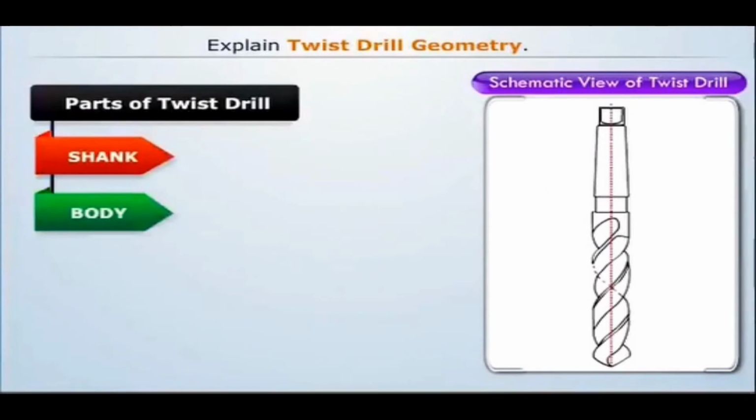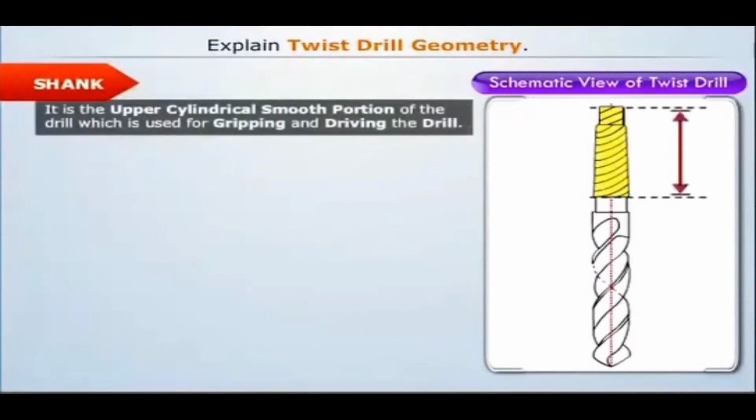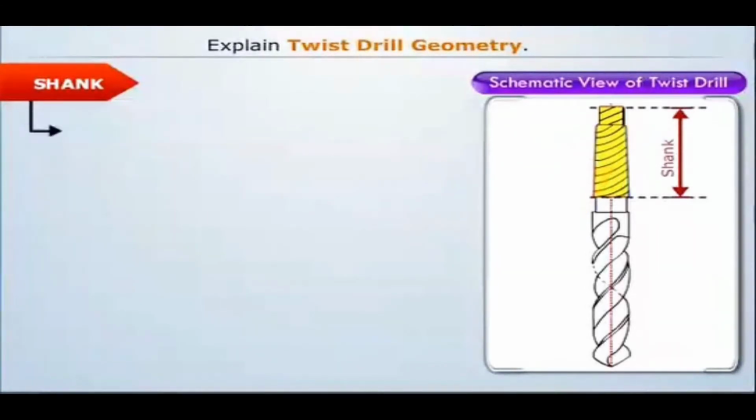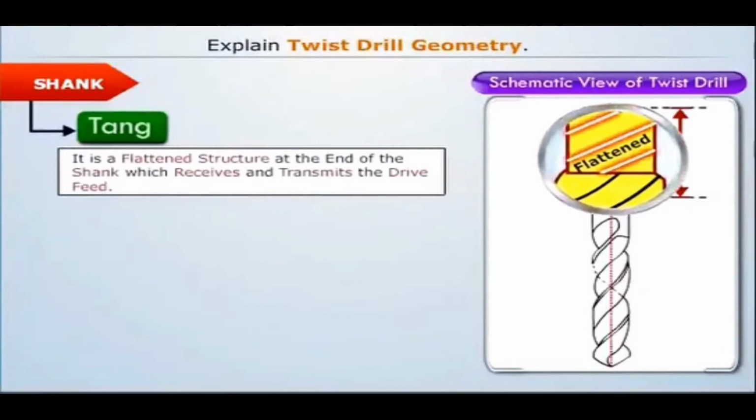Let's first study about shank. It is the upper cylindrical smooth portion of the drill which is used for gripping and driving the drill. It is tapered so that it can be easily inserted in the drill chuck. The upper end of the shank is flattened and is called the tang. It receives and transmits the drive feed.